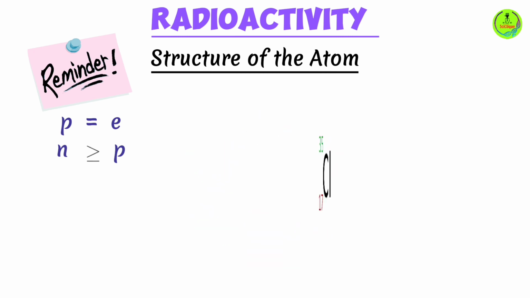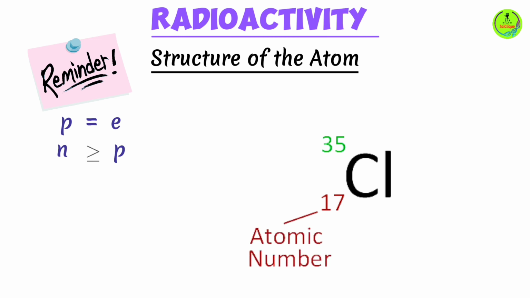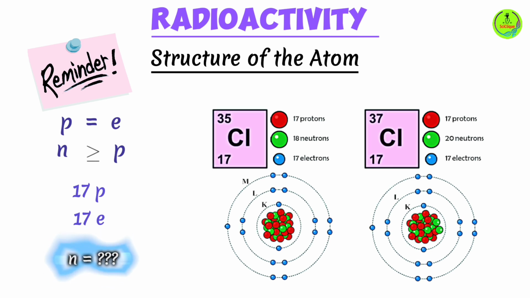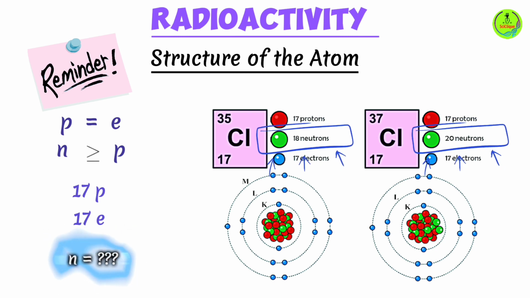Now, let me give an example of chlorine. So, chlorine has the atomic number of 17. That means it has 17 protons and will therefore have 17 electrons. So, how many neutrons does it have? Now, you're going to have some chlorine atoms having 18 neutrons and others having 20 neutrons. Okay, so they have a difference in the number of neutrons.